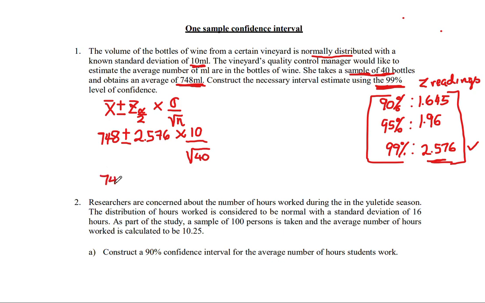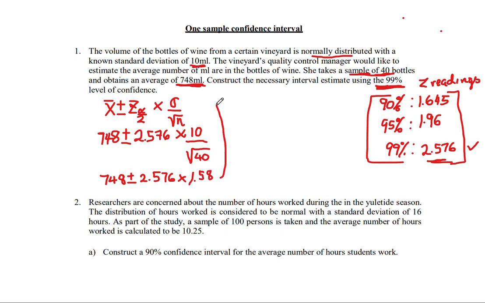So this becomes 748 plus or minus 2.576 multiplied by 10 divided by root 40, which you could just insert at once in your calculator and simplify. 10 divided by the square root of 40. And that will give you 1.58 rounded to 2 decimal places.